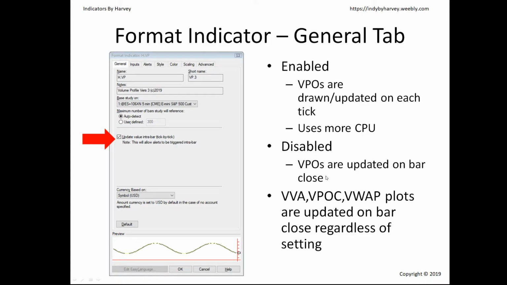You can put this indicator on a 1 minute chart. That means you only have a lag of 1 minute. Regardless of the setting, the plots for the volume value area, the volume POC, and the volume weighted average price are only updated on the bar close.